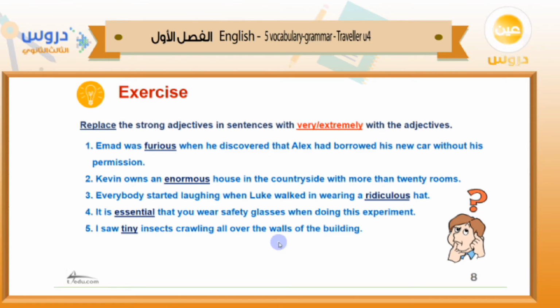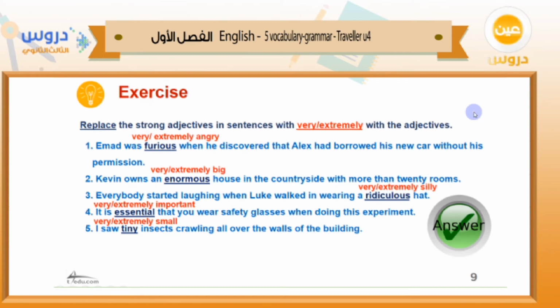So your job now is just to replace the strong adjectives, as you can see in the sentences, with the words very or even extremely plus the adjectives. So we can say for number 1, very or even extremely angry, instead of furious. And instead of enormous, we can say very or even extremely big. And for the third one, very is the right option, and you can also say extremely silly.